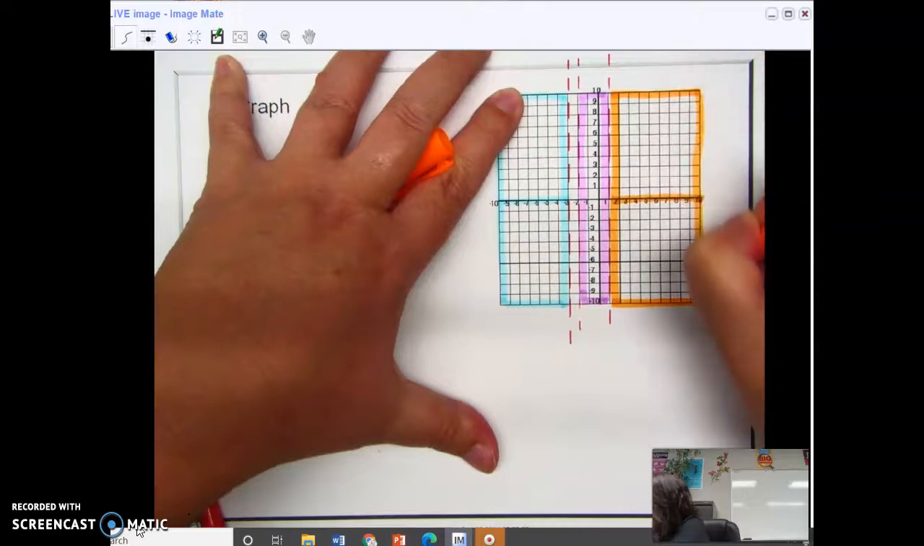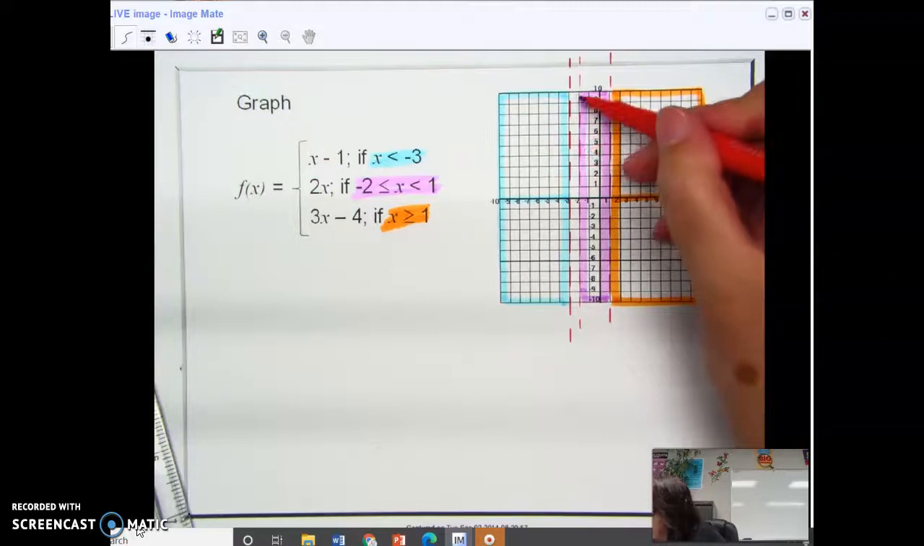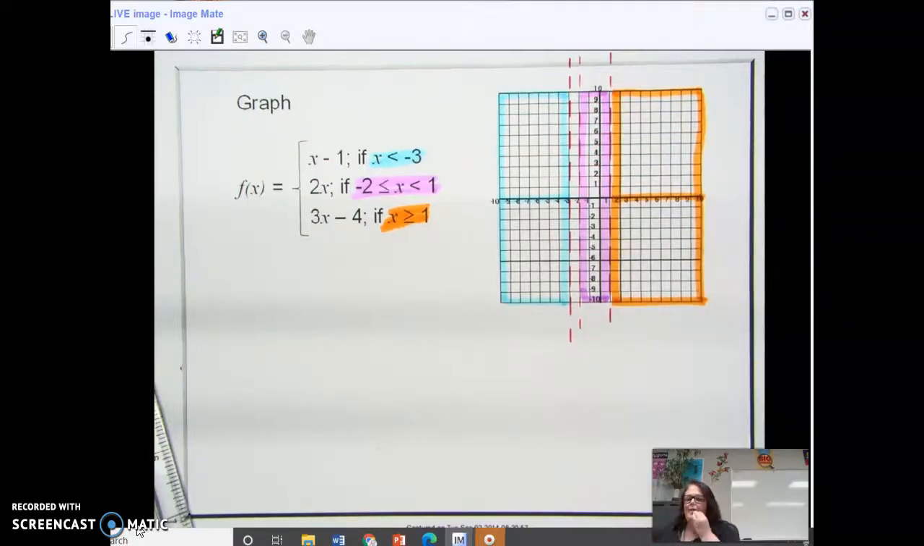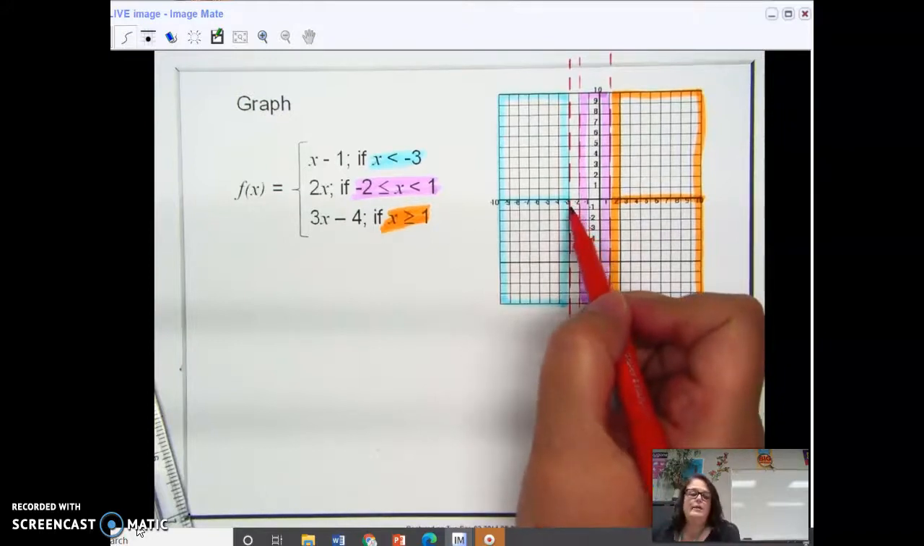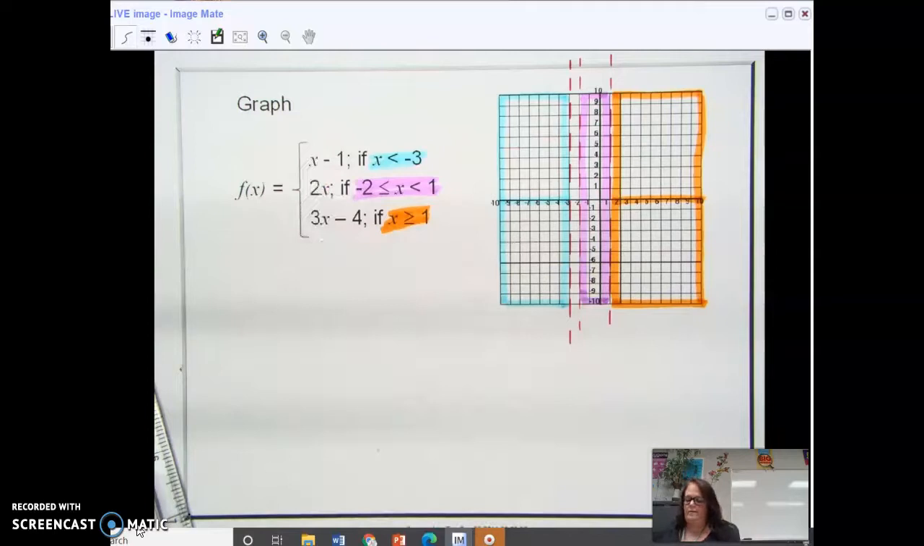And so what I want you to notice is my domains cover everything but this tiny little strip between -2 and -3. So if I ever said, what is f of -2.5? Our answer would be undefined. We don't have a definition for x equals -2.5. All right, so go ahead and pause the video and see if you can set up your XY charts if you didn't do so already.